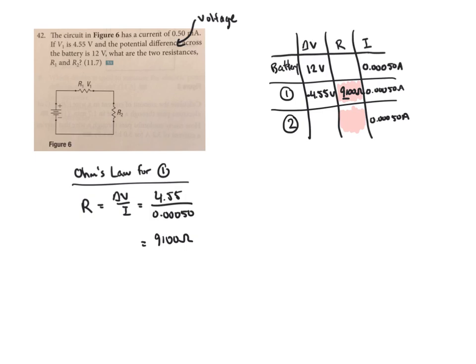Okay, and then they also want R2. So I can't get R2 just yet. It looks like first I'll need to find voltage 2. So I can use KVL for that. So then basically my voltage gain of 12 volts must be balanced by the voltage drops in 1 and 2.